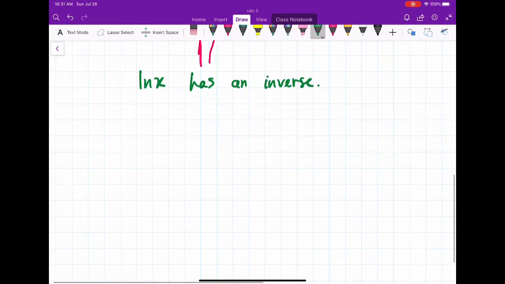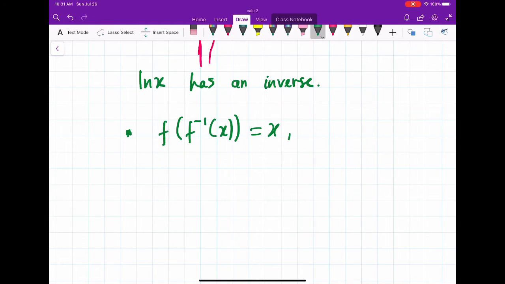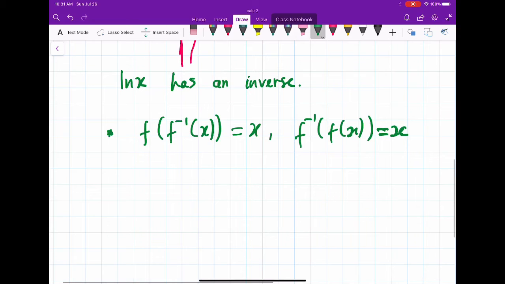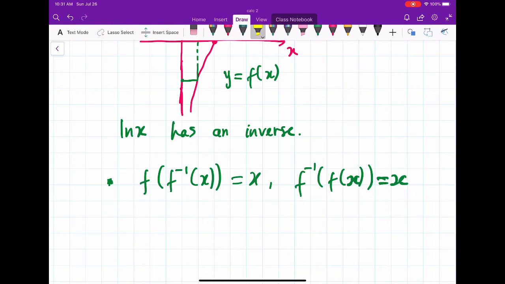And remember that we have the following identities that classify an inverse function: f to the negative 1 of f of x equals x, and f of f to the negative 1 of x equals x. So I hope you remember this, right? That's how we can determine an inverse. If you have two functions and want to check if they are inverses of each other, just check these two identities. Okay, so ln has an inverse.